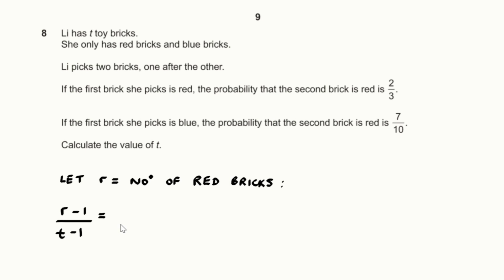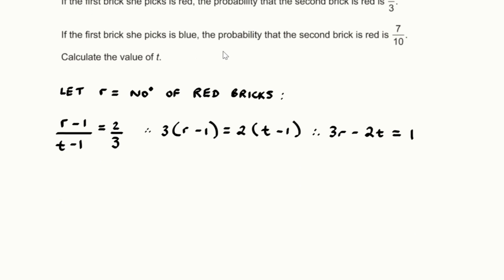And this is equal to 2/3. And if I rearrange, I've got 3 lots of r minus 1 equals 2 lots of t minus 1. And if I rearrange this equation, I've got 3r minus 2t equals, well, here I'd have minus 2 plus 3, which is 1.